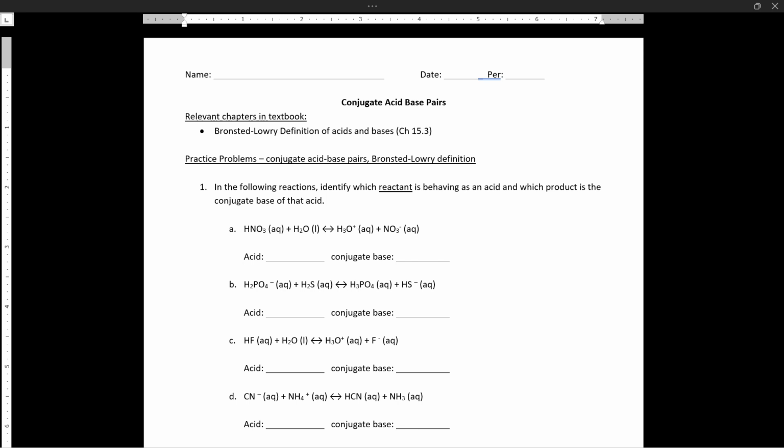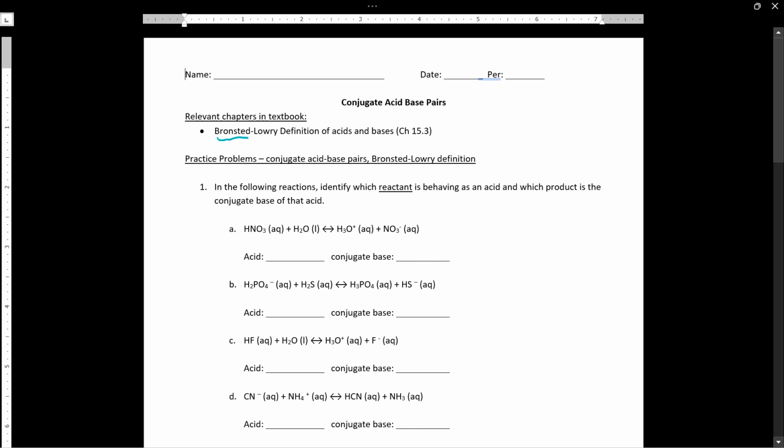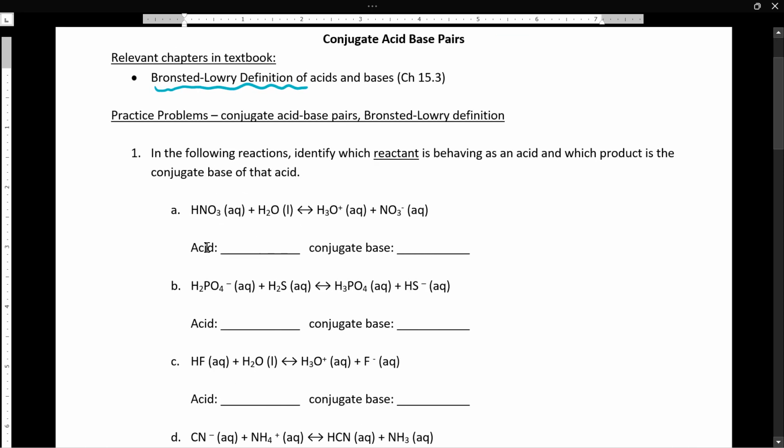Welcome. In this video, we are going to take a look at some conjugate acid-base pairs, and we're going to be looking at the Bronsted-Lowry definition of acids and bases, and look at how we can interpret these Bronsted-Lowry equations and identify things that are conjugate acid-base pairs. So first, we're going to take a look at some of these reactions that are already written out for us, and just get practice identifying which things are acids or bases.